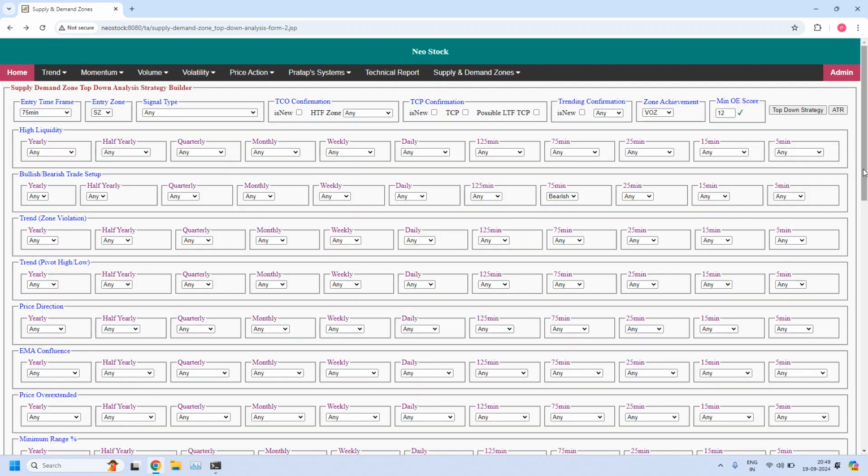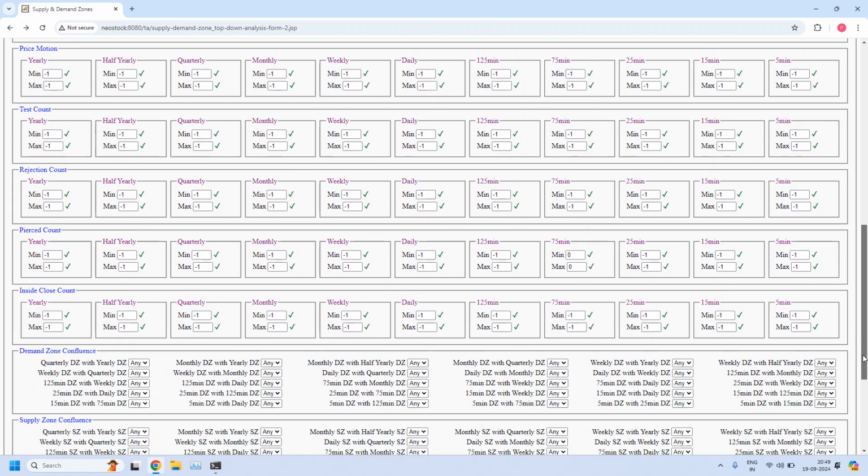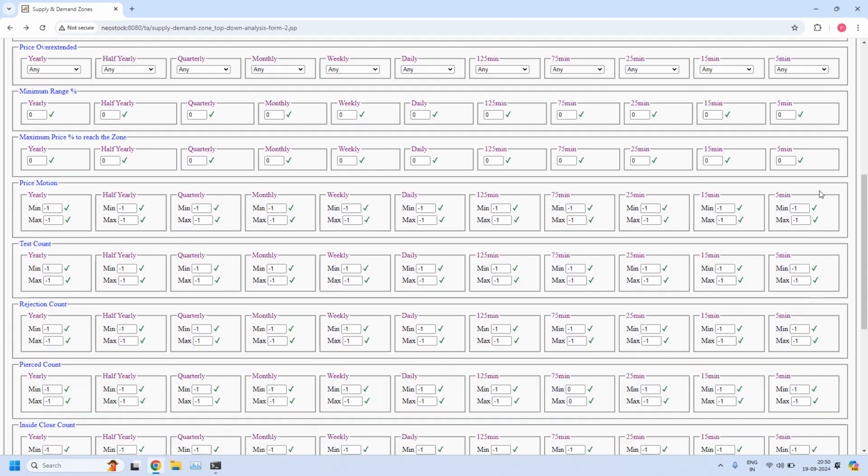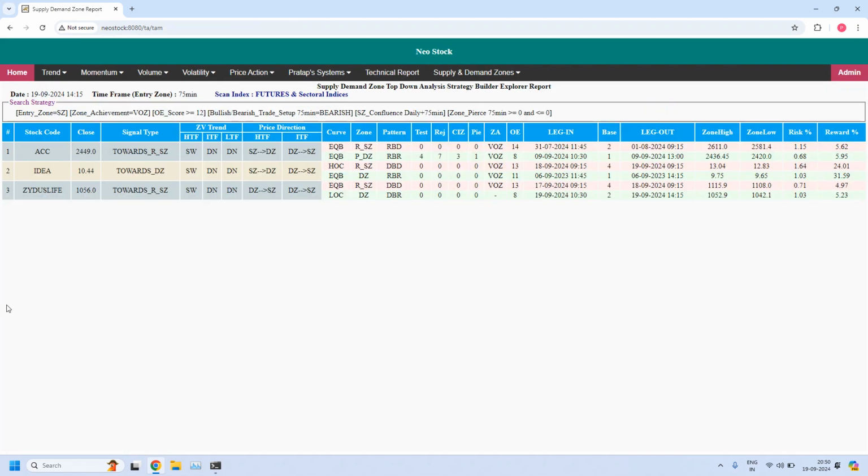Let's go. In the supply zone confluence, let's enable the filter. 75 minute supply zone with daily supply zone confluence I enabled. Let's verify. So 3 stocks out of 4 are having ITF confluence. That means 75 minute supply zone is part of the daily supply zone. And the daily trend is a downtrend. If these supply zones are having EMA confluence, it is a high probability setup.